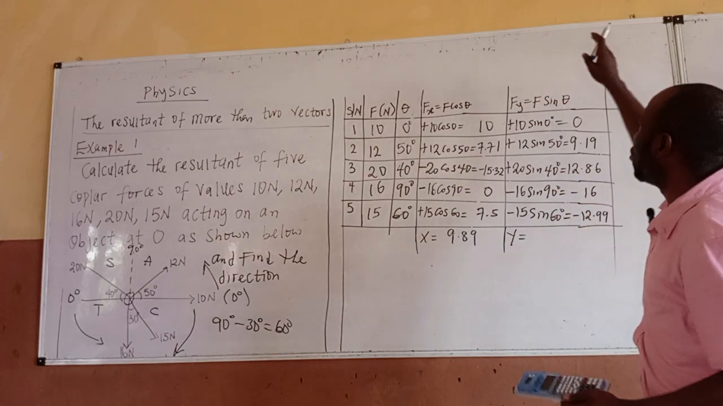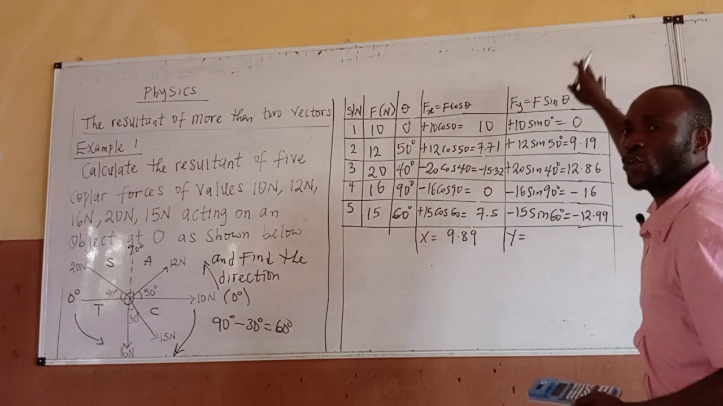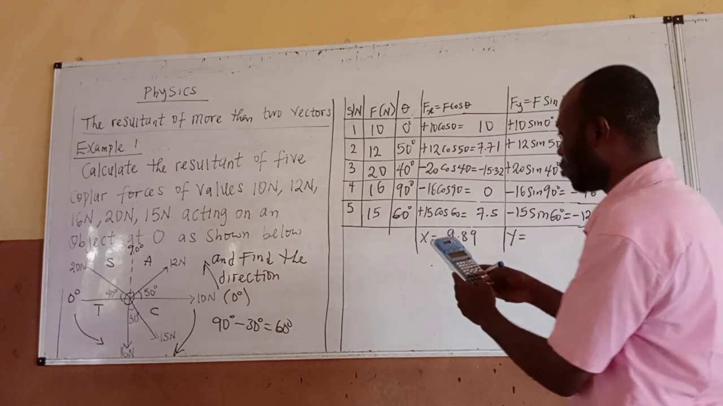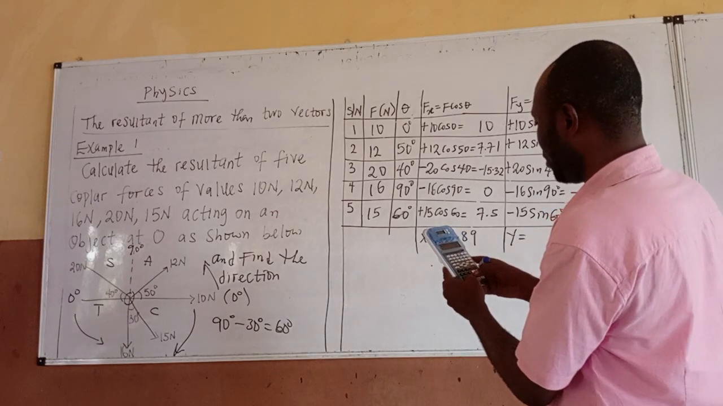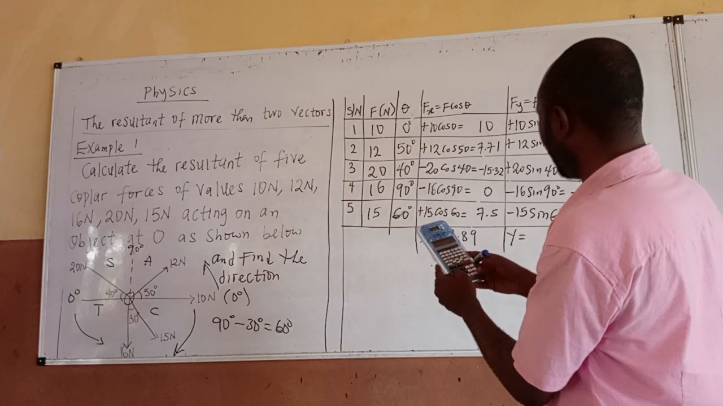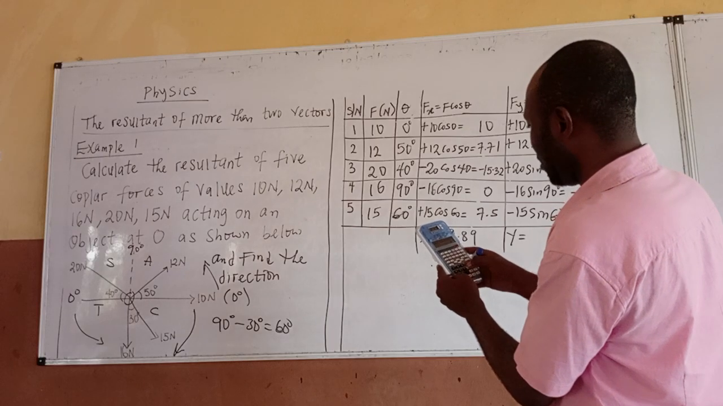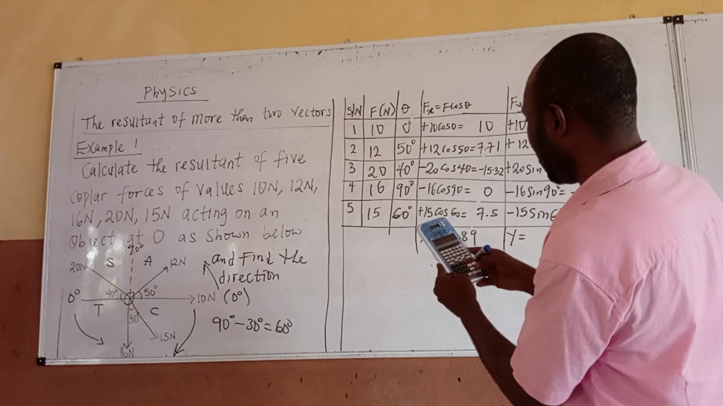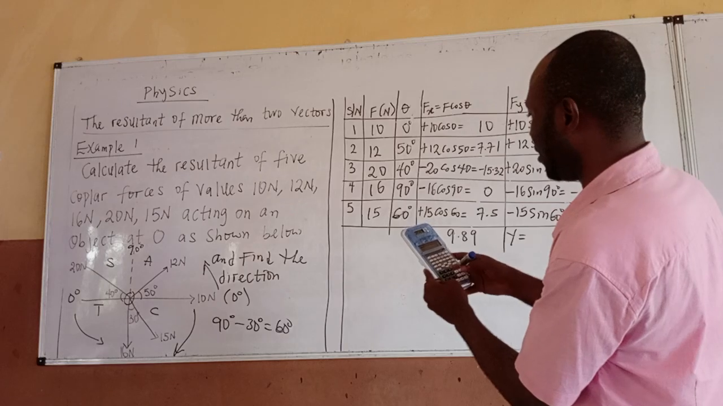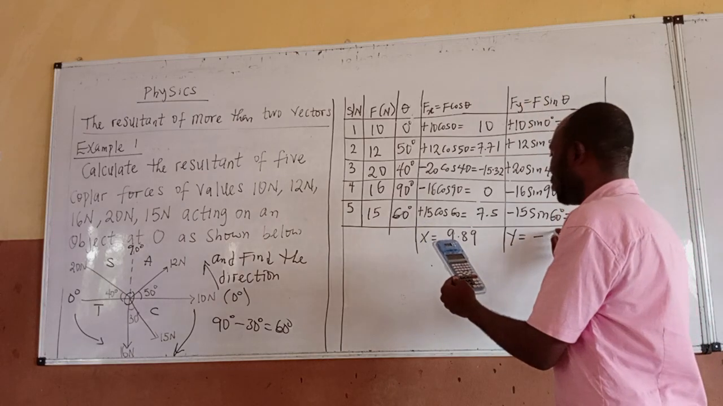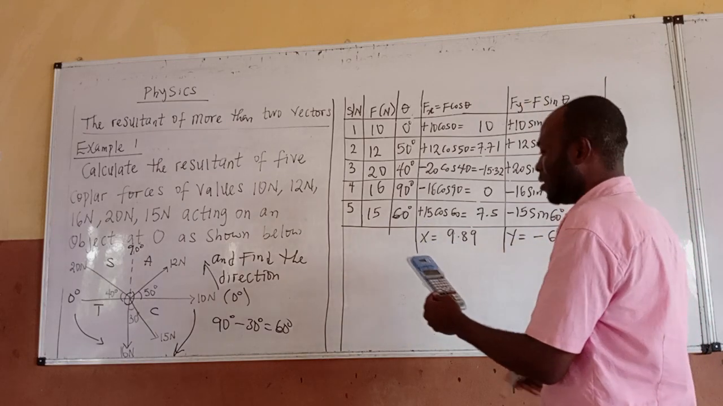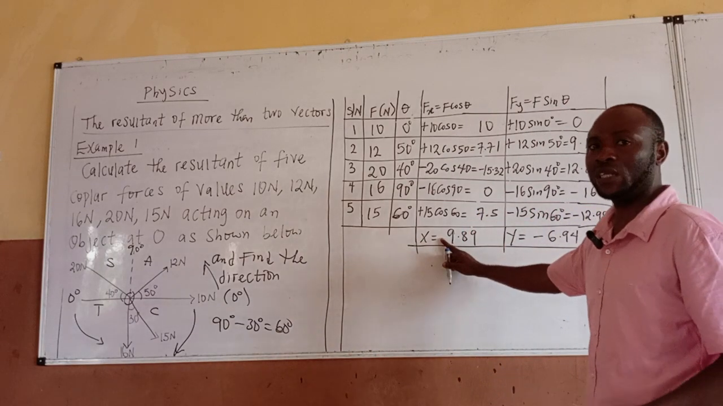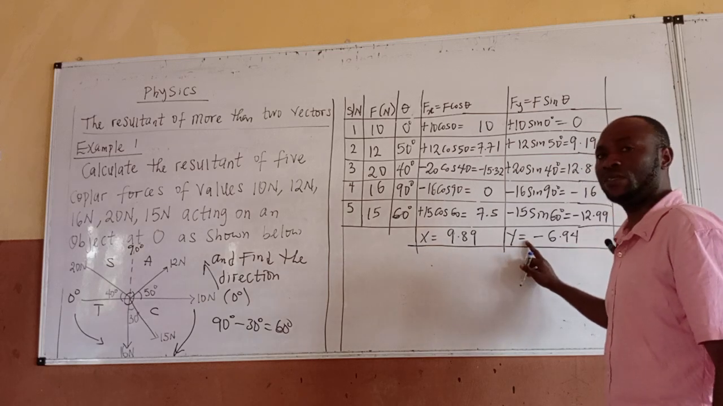Now let's calculate the resultant of the horizontal component and the resultant of the vertical component. So that is 0 plus 9.19 plus 12.86, then minus 16, then minus 12.99. That will give you minus 6.94. So this is the resultant of the vertical component.